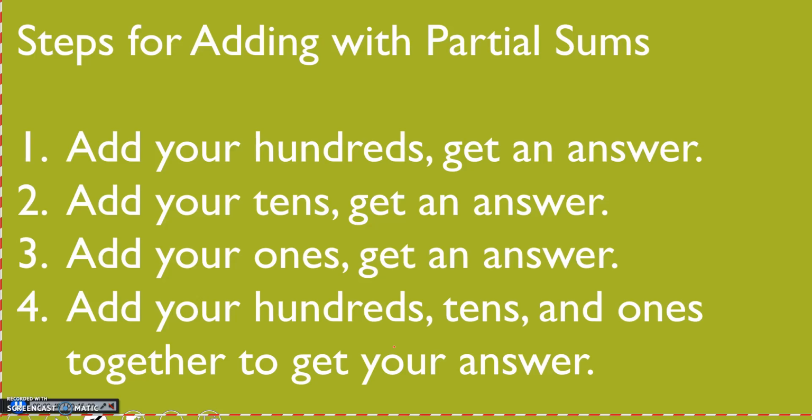So let's take a look at our steps. First step is you add your hundreds and get your answer. Next, you add your tens and get an answer. And finally, you add your ones and get an answer. And then you add your hundreds, tens, and ones all together to get your final answer. So that's adding with partial sums.